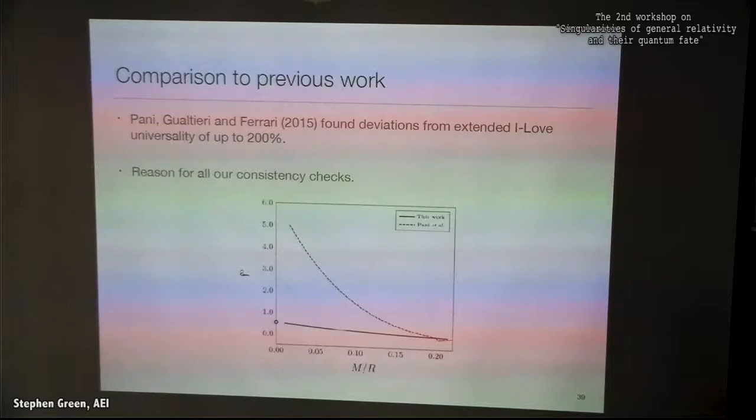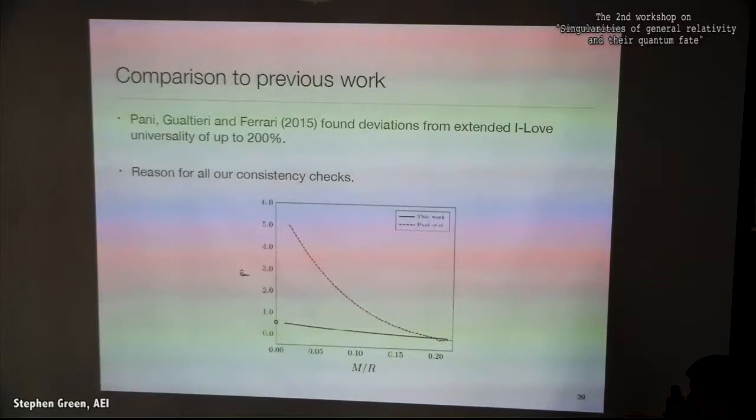So now I just wanted to mention this, to compare to previous work, Pani, Gualtieri, and Ferrari found deviations from this universality of up to 200%. So this is why we did all our consistency checks. And they had a slightly different model for the fluid. They didn't have this irrotational state assumption. They had a static assumption.